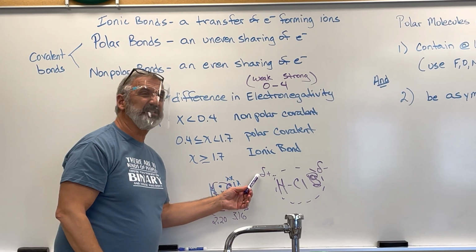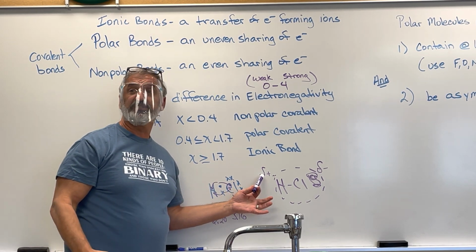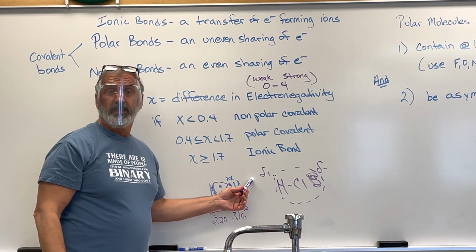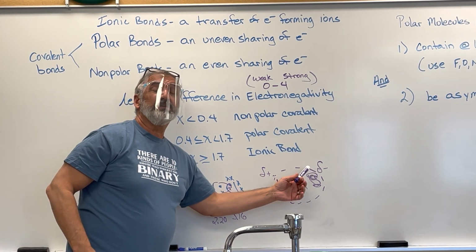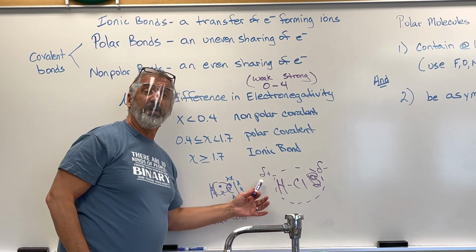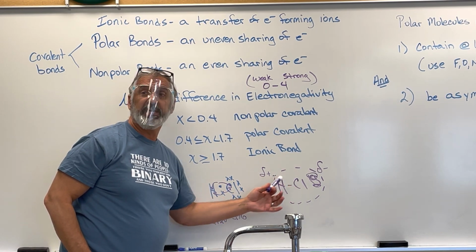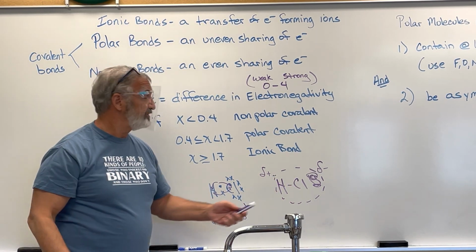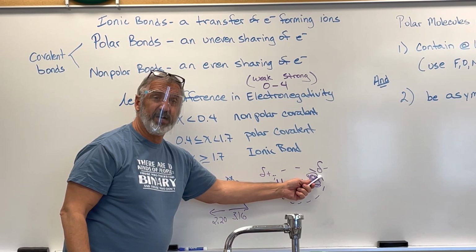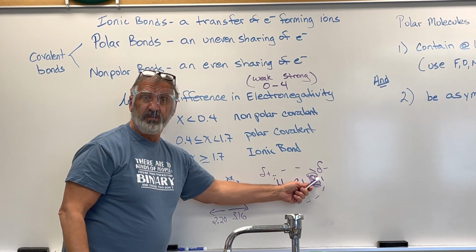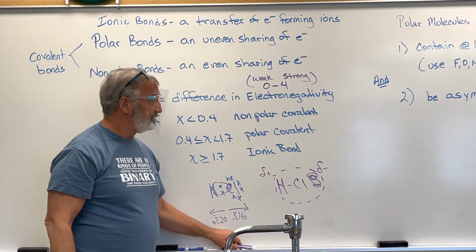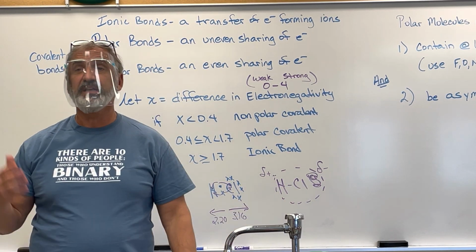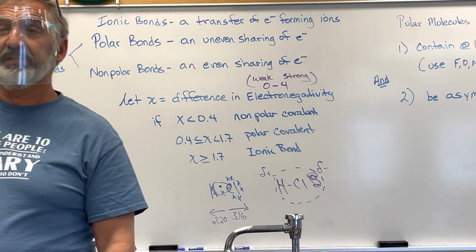And that's a Greek letter delta. It's the same one used in math when you do integrals, if you ever get into calculus. Positives and negatives, but it's a partial positive, partial negative. It's not a complete transfer, it's just an uneven sharing. So we use this to differentiate between an ion and a polar bond. It's an uneven sharing.